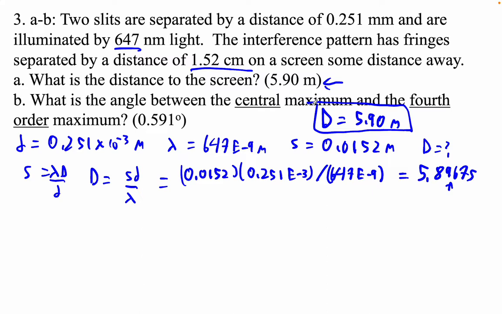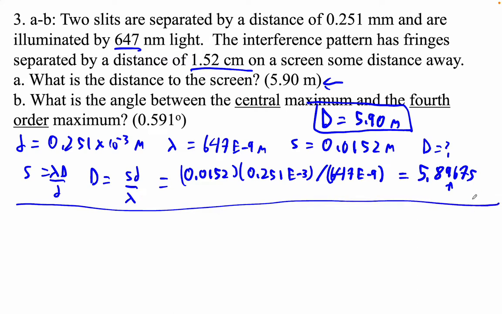Okay, so let's do B. We want to find the angle between the central maximum and the fourth order maximum. Not going to be a big angle. And there's a couple ways to do this. Let's do it the simple way, though, I feel like.